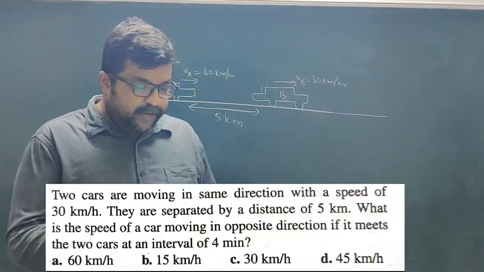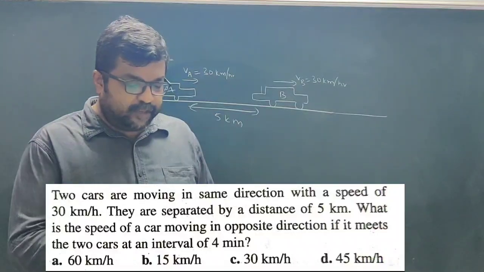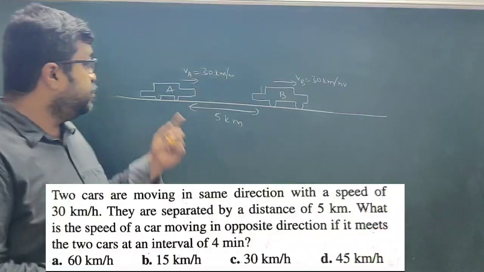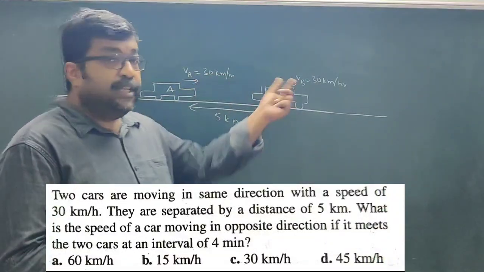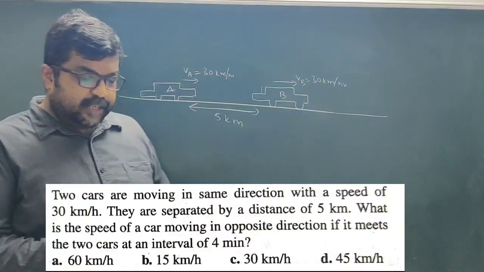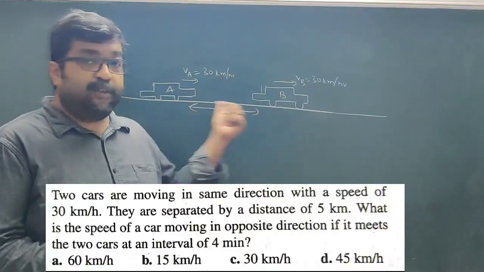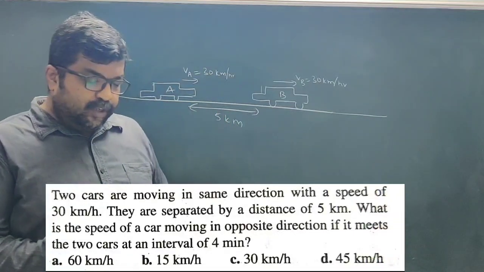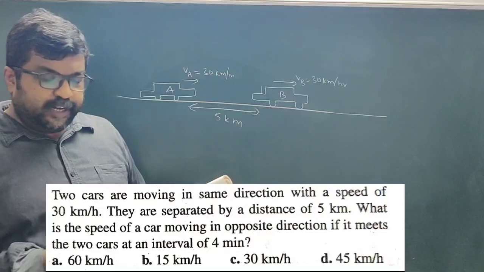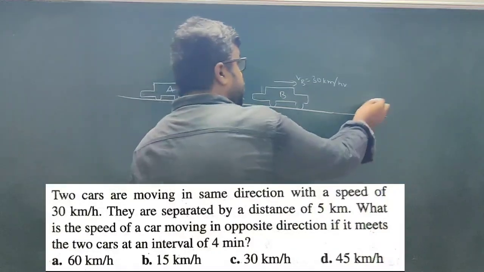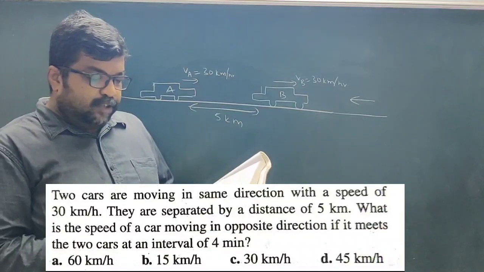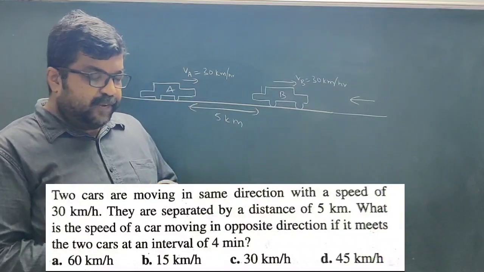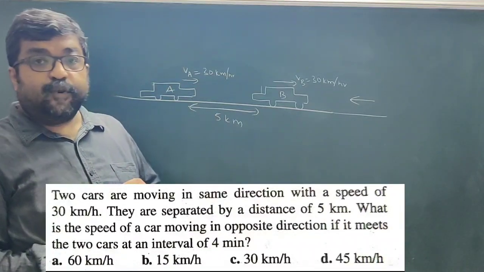So in the next question, we have 2 cars moving in the same direction with a speed of 30 km per hour. So these are 2 cars and both are moving in the same direction with a speed of 30 km per hour. They are separated by a distance of 5 km. Now what is the speed of a car moving in the opposite direction? So another car is coming in the opposite direction. What is the speed of the car moving in the opposite direction if it meets the 2 cars at an interval of 4 minutes?